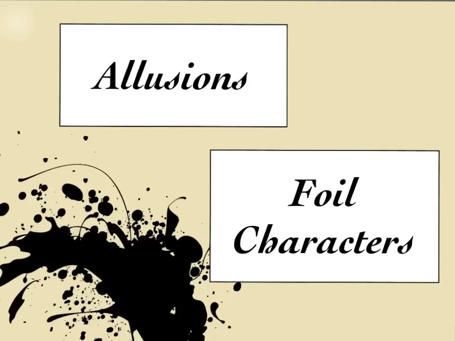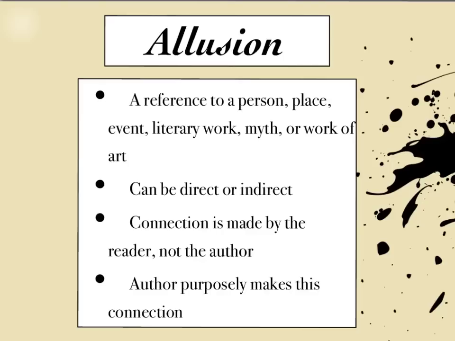Today we'll be talking a little bit about allusions and foil characters. So let's get started. An allusion is a reference to a person, place, event, literary work, myth, or work of art. Pretty much it is when the author almost drops a name, right? Just as you would referring to another person, the author does this, but in the piece of literature.